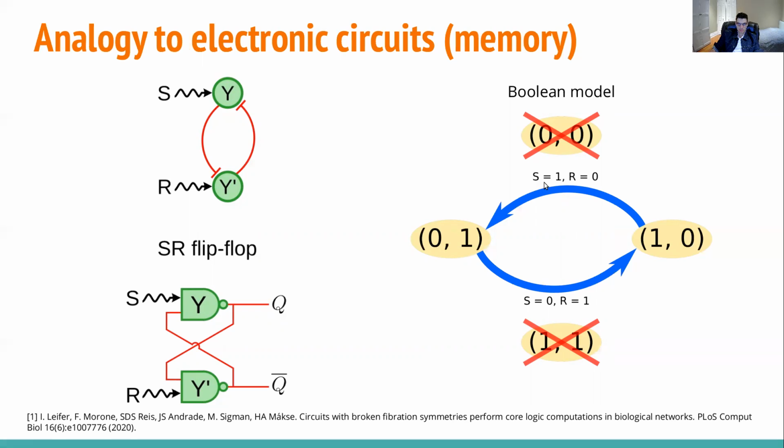And the switch between them happens by setting set to 1 and reset to 0, and set to 0 and reset to 1. When they're both 1 or when they're both 0, there is no change in state. So this is how this system changes the state. So this is the storage of the memory.